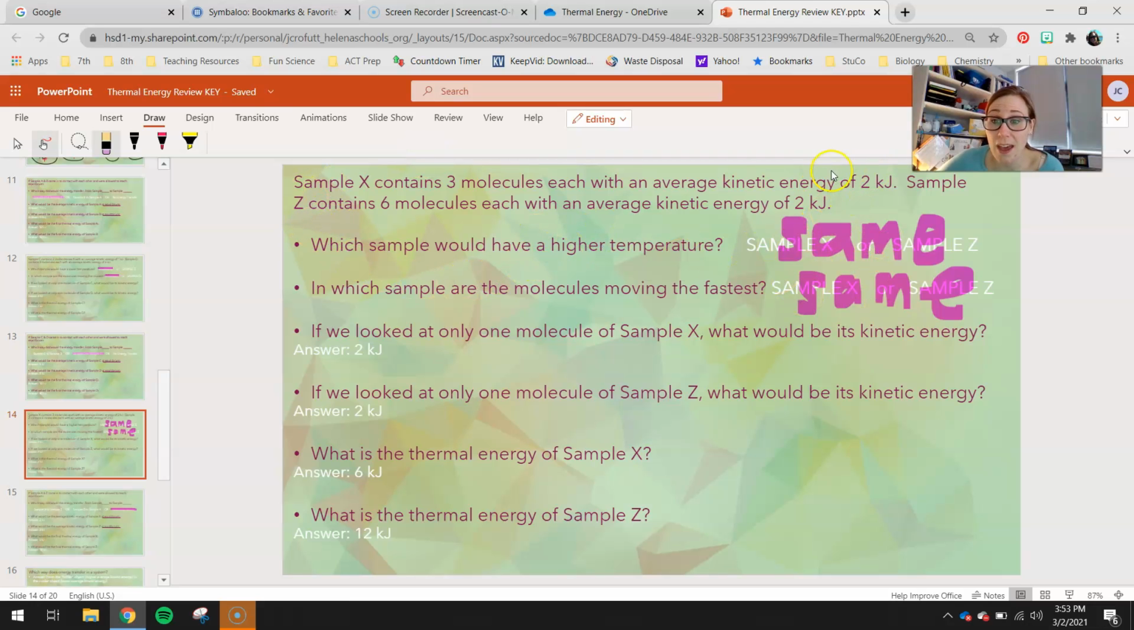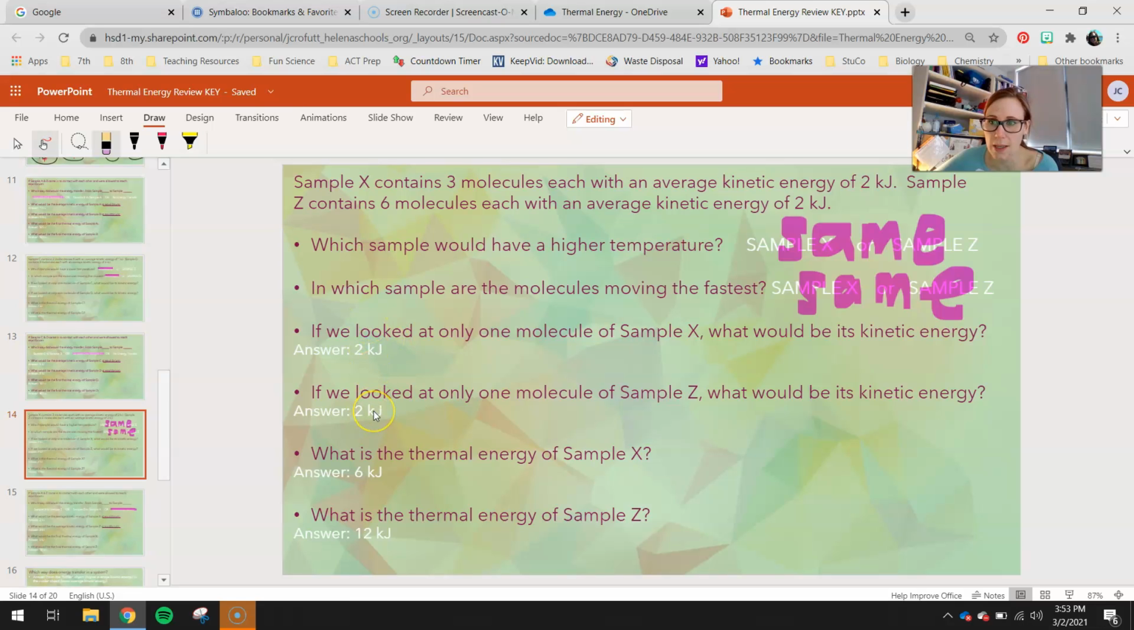In this case, they both have an average kinetic energy of 2 kilojoules, so they have the same temperature. Trick question. In which sample are the molecules moving fastest? Again, they are the same because they have the same average kinetic energy. If we looked at only one molecule of sample X and sample Z, what would be their kinetic energies?